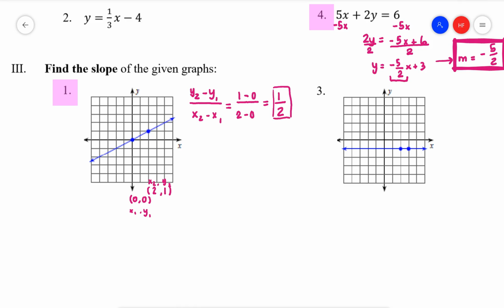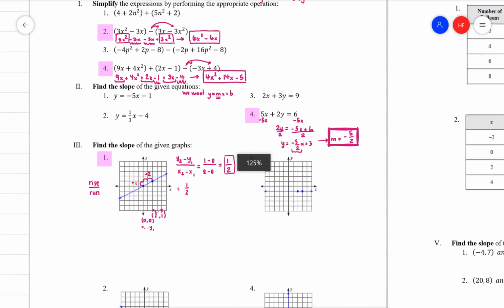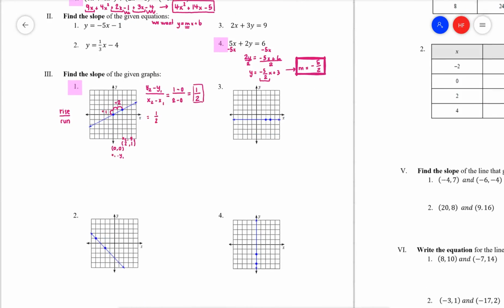So when we count, we've got to make sure we go rise over run. So we're going to count how many we're going up and put that over how many we are going left or right. So we're going up 1 and we're going over 2. So our slope still, when we count, is 1 over 2. So it does not matter which way you prefer. I just wanted to show you both ways in case you prefer one over the other.